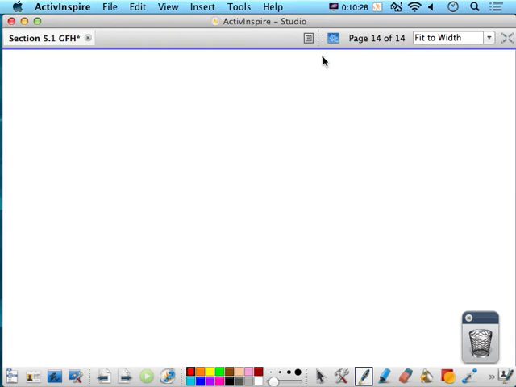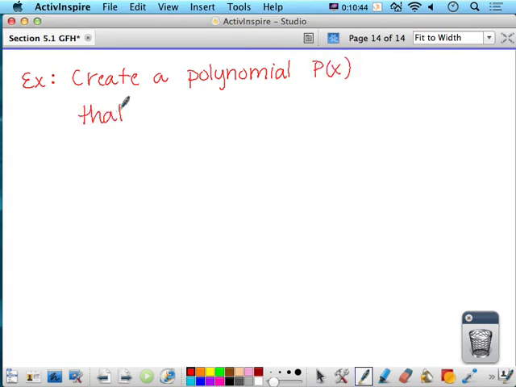So for our final example, we would like to create a polynomial P of x that has the solutions positive 1 with a multiplicity of 2 and negative 2 with a multiplicity of just 1. So we want to figure out how to make up a polynomial that has any solution we want.